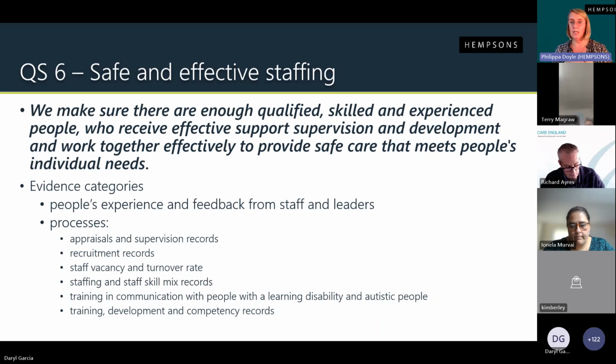How do you backfill as quickly as possible to make sure that you've got sufficient people to care for the people that you support? And then they're also going to be looking at training, development and competency records as well. So you need to have all of those available within the service. So if we move on, please, Daryl.